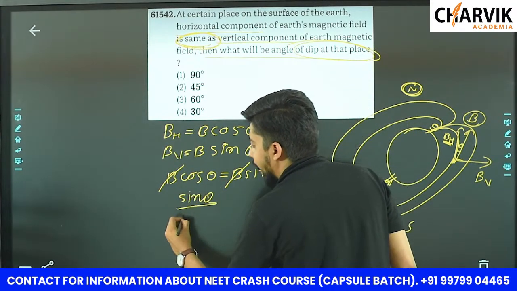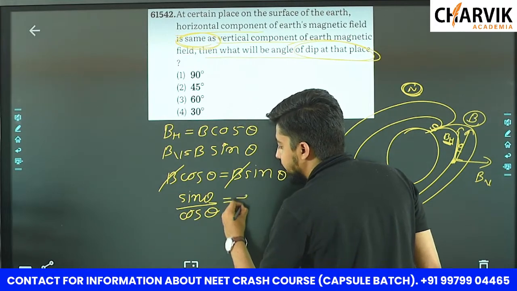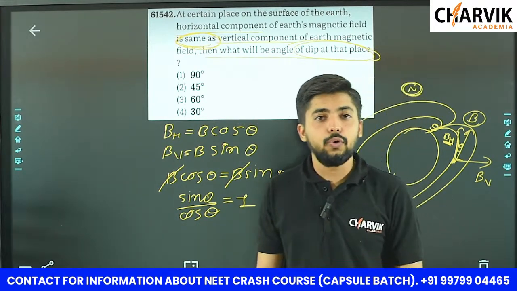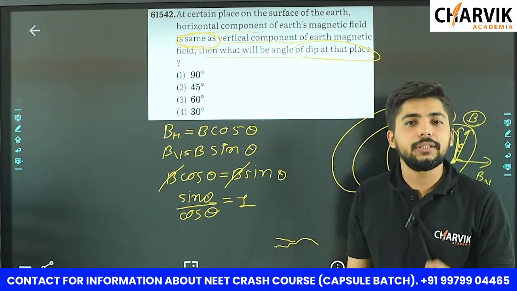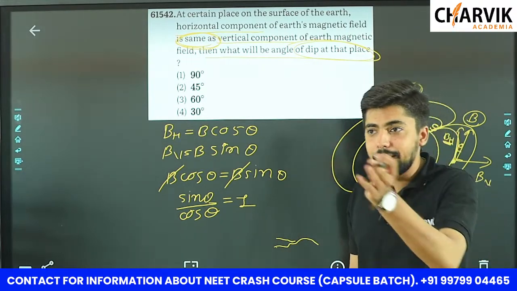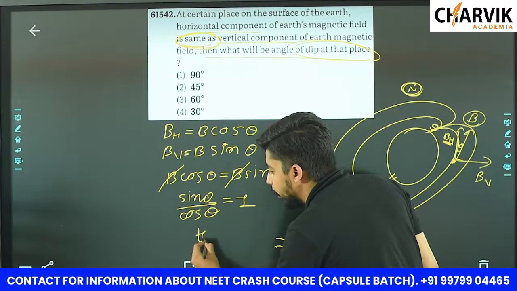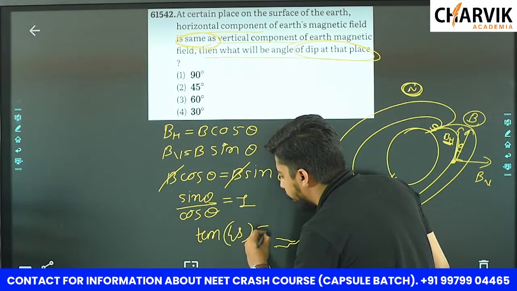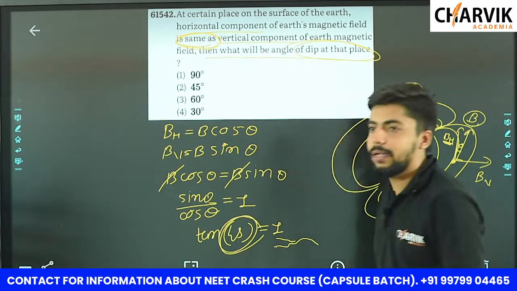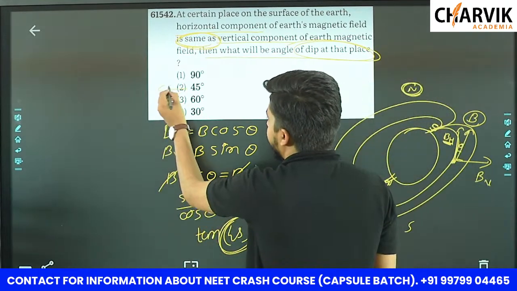So it becomes sin theta divided by cos theta is equal to 1, which gives us tan theta is equal to 1. And what is the value of theta for which tan is equal to 1? So tan 45 is equal to 1. So what is the angle theta? The theta becomes 45.